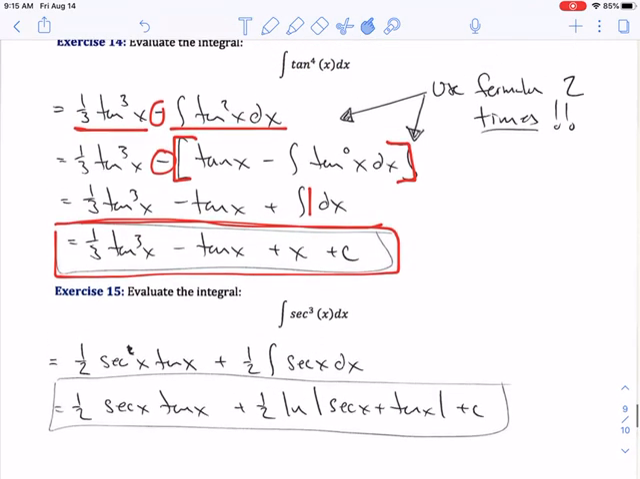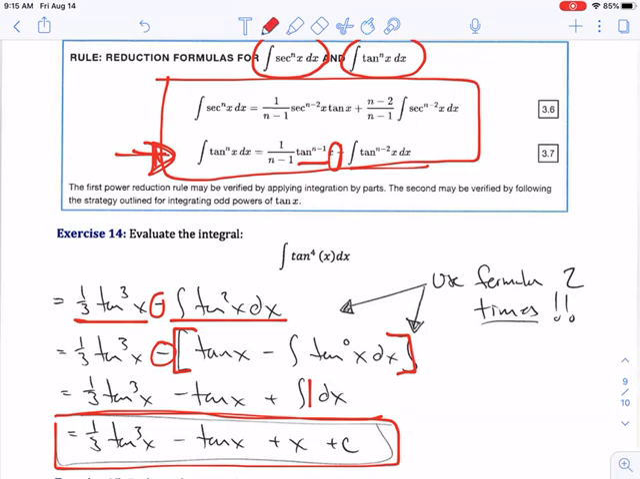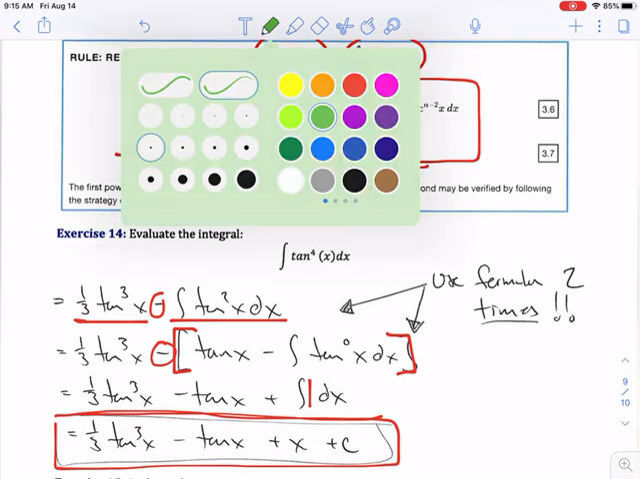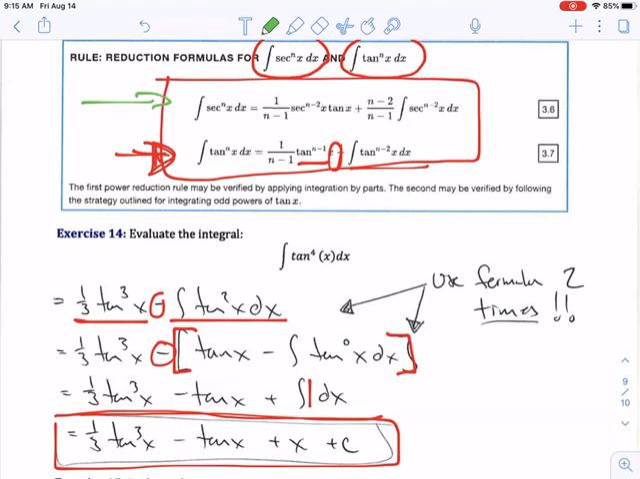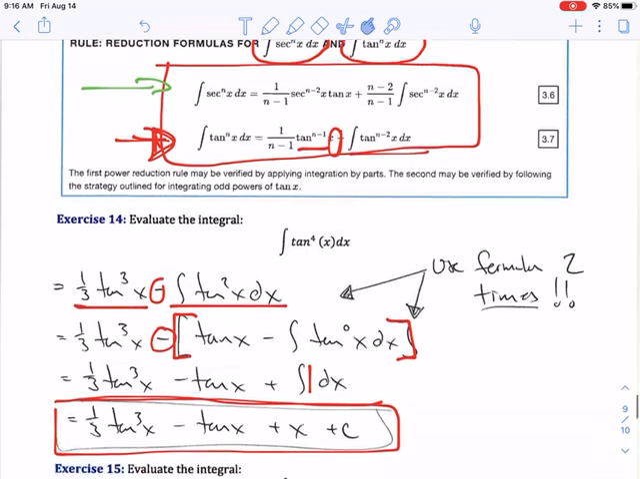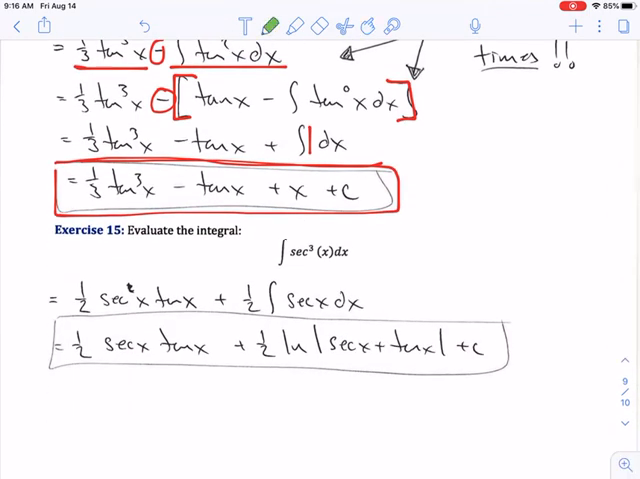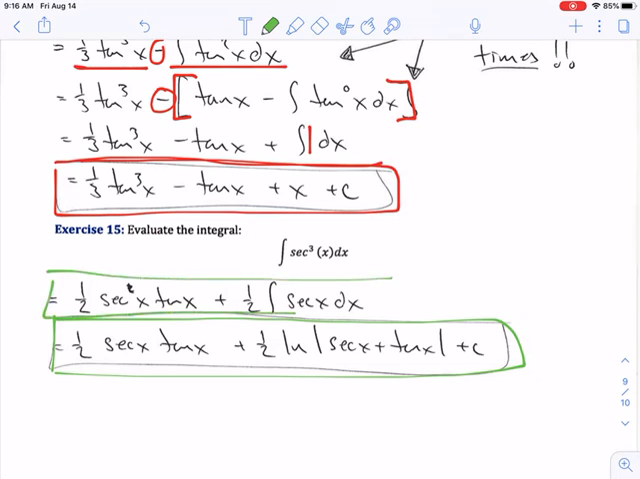And secant. So with the secant, we're going to go with the first formula, which is very similar. It's 1 over n minus 1 times the secant to the n minus 2, times the tangent of x, plus n minus 2 over n minus 1. So it's a little bit different, but same idea. And so using the formula, you simply end up with this. It's just plug it into the formula. Well, actually, you end up with this. Okay, you plug that into the formula, you end up with this.